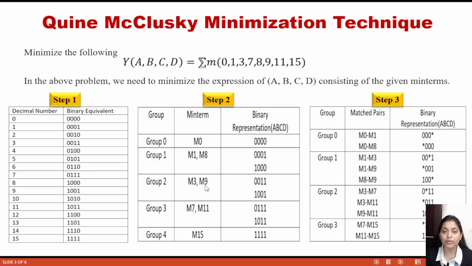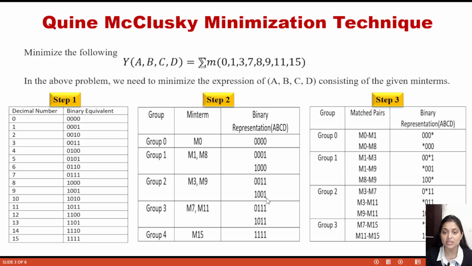Okay, now we will compare M9 and M7. M9 is 1001 and M7 is 0111. Here we can see that the first bit, the most significant bit, is changed, then the second bit is changed, the third bit is changed, only the fourth bit is the same. So there are actually 3 bit changes. So we will not consider this; we will only consider comparisons with 1 bit change. So now we will take M9 M11.